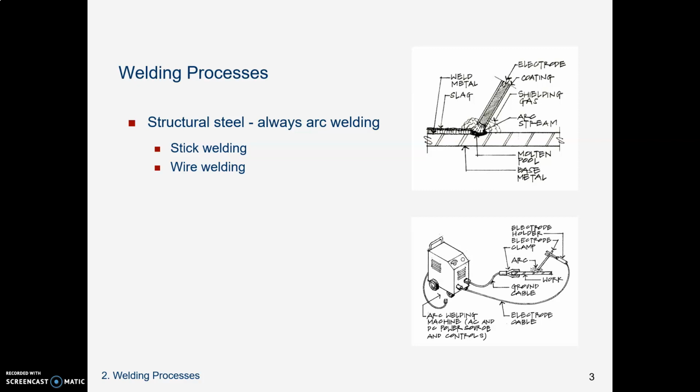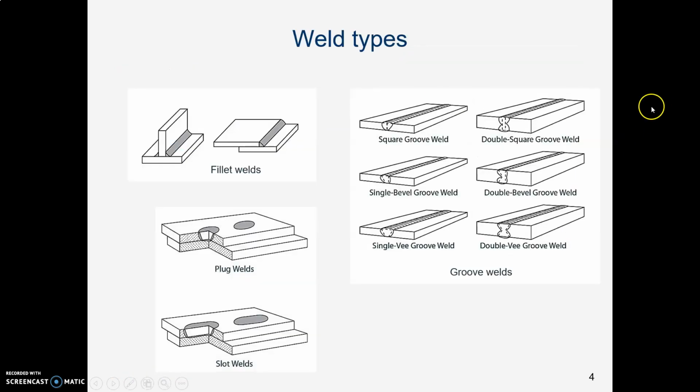There are various welding processes, but in structural steel we use arc welding, and as you know, if an electric arc jumps between one piece of metal and another piece of metal, it makes a big bright flame and it's real hot, and so that's the basis of arc welding. We can use welding rods, sticks, or we can use wire.